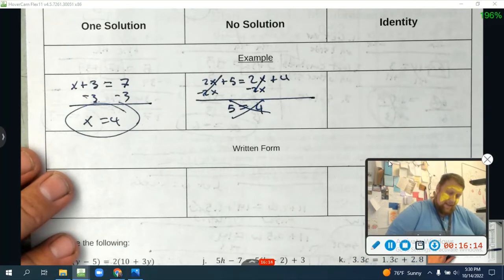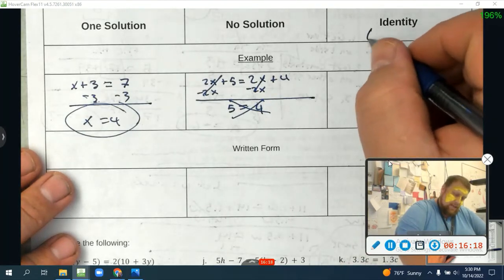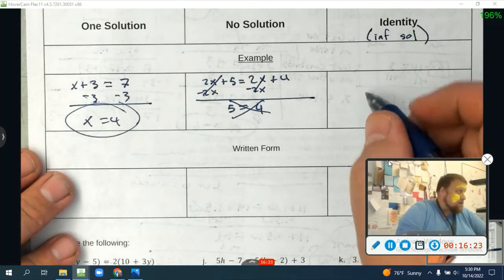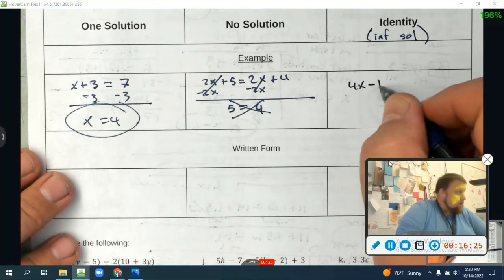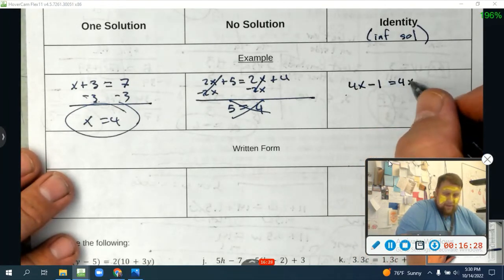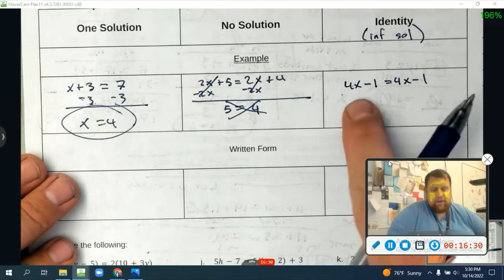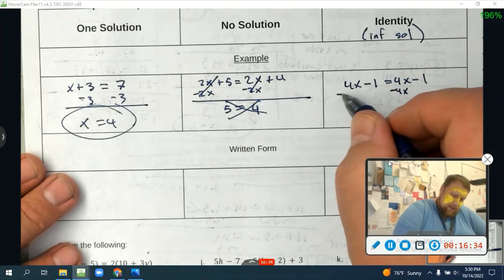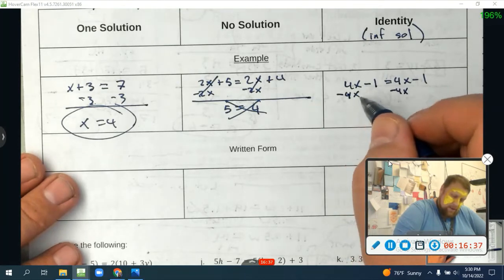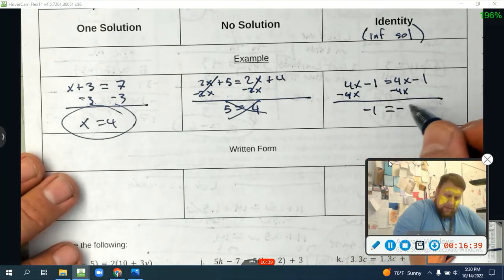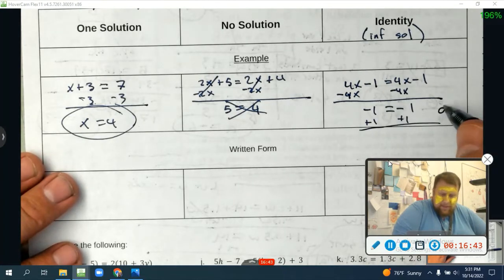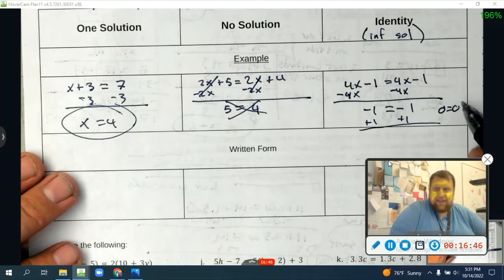And the identity. Another way of saying identity is infinite solutions. In other words, they're the same thing. We're going to talk about that. So what if I have 4x minus 1 equals 4x minus 1? First of all, you never need to go back past here, but let me prove my point. I'm going to subtract 4x from both sides, minus 4x. We end up with negative 1 equals negative 1, to which we could add 1 to both sides, add 1.